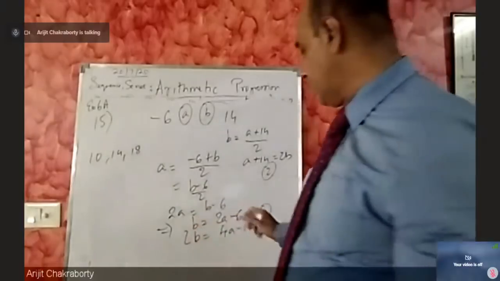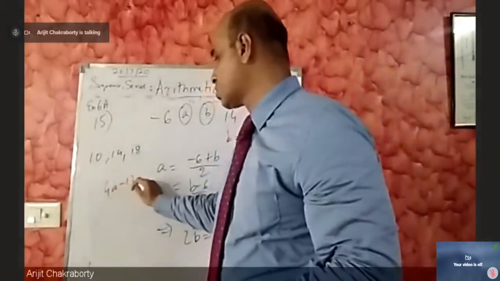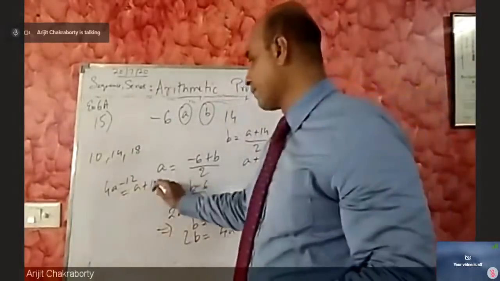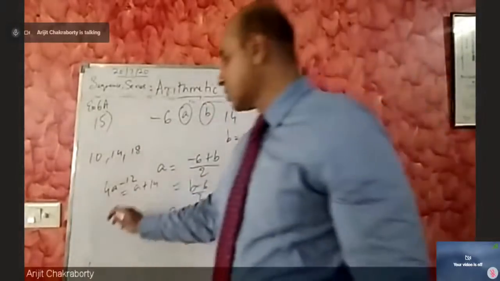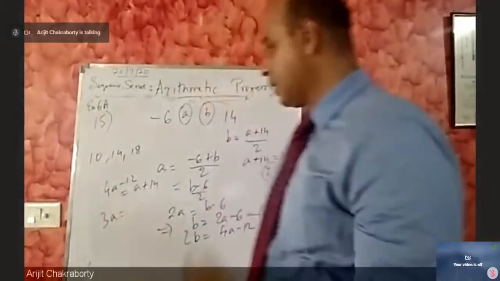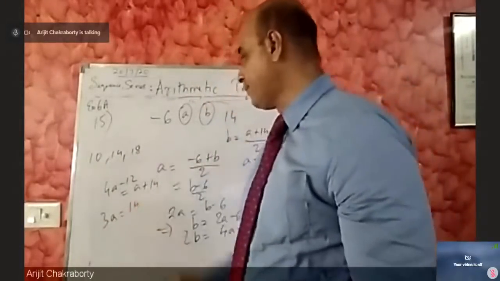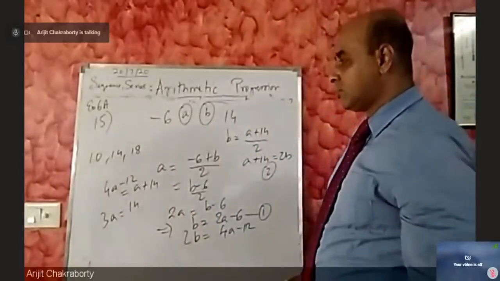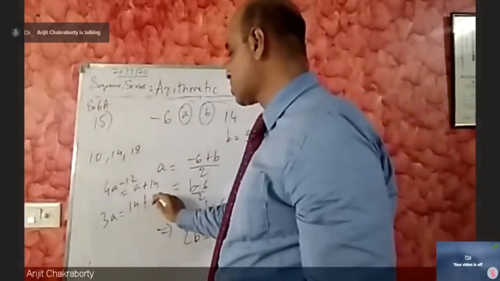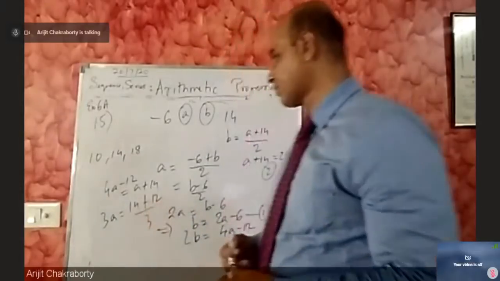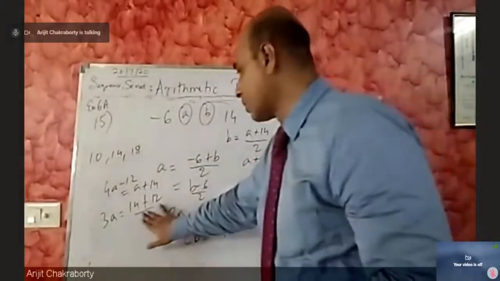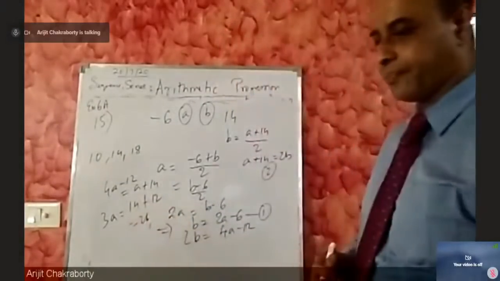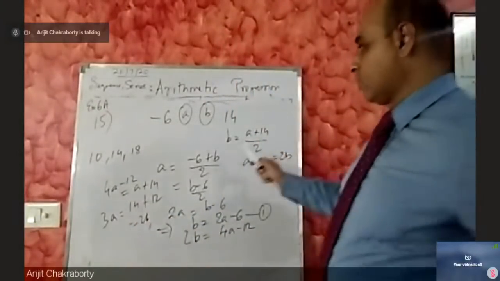So I equate them. I write 4A minus 12 is equal to A plus 14. Fine. Which means 3A equal to 14. 3A is equal to 14 plus 12 by 3. 14 plus 12, sorry, 26. Just check. Let's try once again.